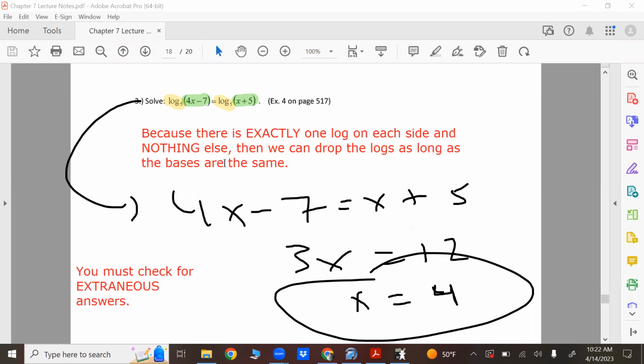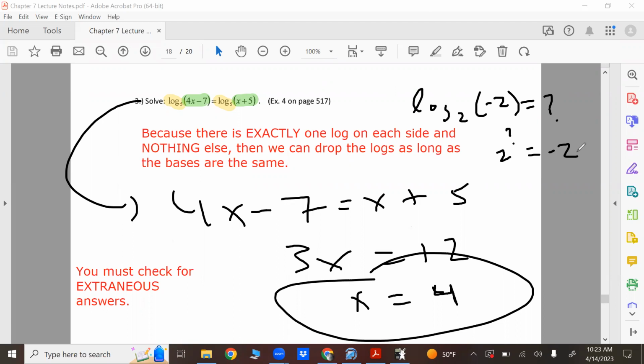Really, what you're looking for is a negative underneath the log, or negative inside the parentheses, because you can't log negative numbers, right? Like, for example, what if I log base 2 of -2? Is that possible? Can I raise 2 to some power and have it equal -2? No, because 2 is a positive base. So you have to make sure you're not logging negative numbers. That's really what you're checking for when you check your answers.